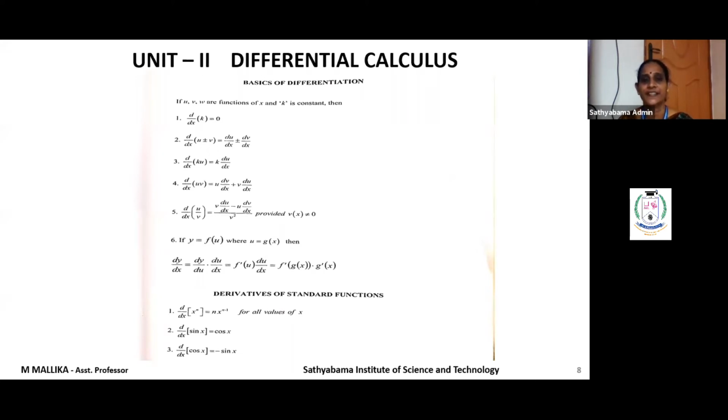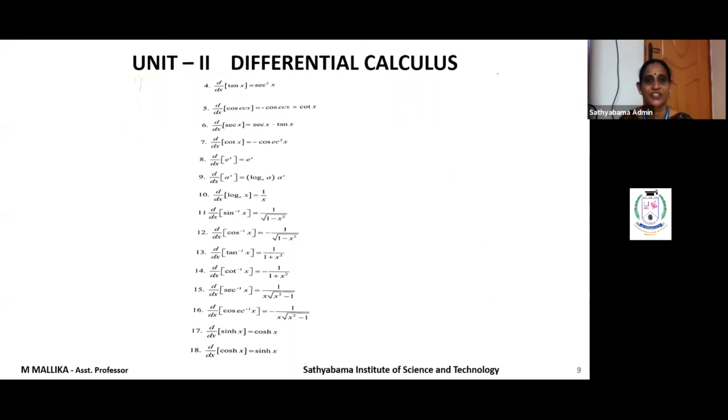And apart from these basics, you should also know derivatives of some standard functions. When I say standard functions, derivative of x power n is n into x power n minus 1. Derivative of all trigonometric functions, sin x, cos x, tan x, etc., and derivative of e power x and derivative of log x, at least. If not inverse functions, at least you should know derivative of x power n, derivative of e power x, and derivative of trigonometric functions. At least be thorough with these things. Only when you know the derivatives of these things, we can proceed to the next topic here.